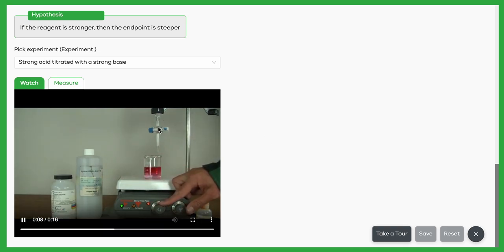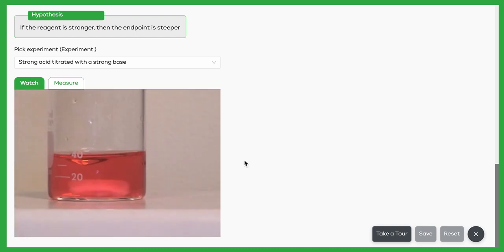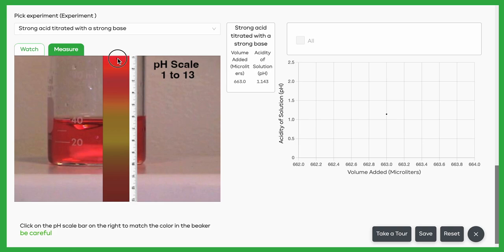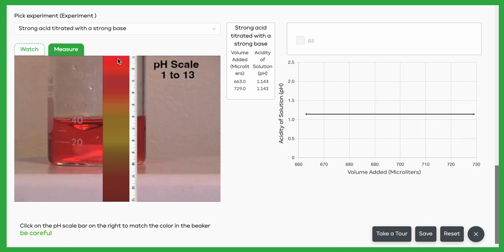And now the burette is poised up above that solution. So we can drop in the base into that acidic solution. And bam, we see that color change happen. Now notice here's our pH scale, 1 to 13. You can see the numbers 1 to 13 next to the color bar. And here you can see the color of the solution, which appears to be very, very bright pink, about a number 1 to start. So we're just going to keep clicking.